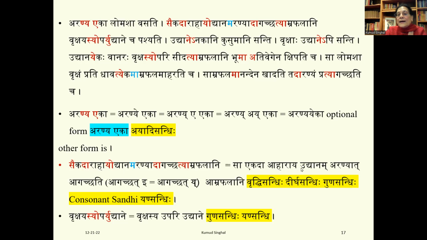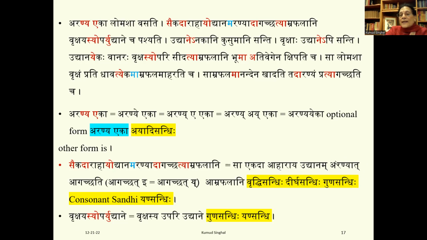Then A and U, Udyanam, to the garden. A and U, so U will be replaced by its guna, O. So it will be Yo. This is your Guna Sandhi going on here. Then Ma and A will just become Ma. Aranyat, from the forest. Panchami Vibhakti Ekavachanam. From the forest, Aranyat.